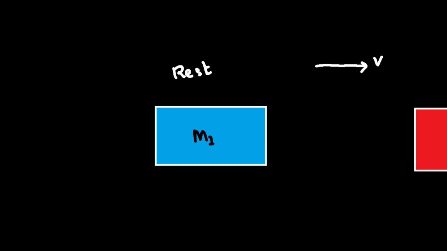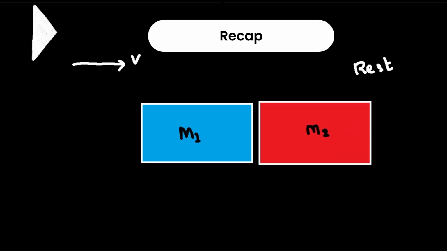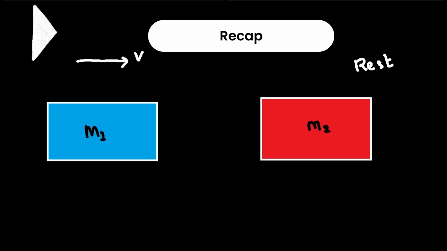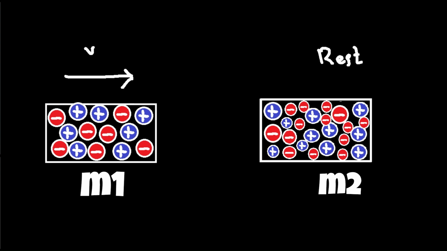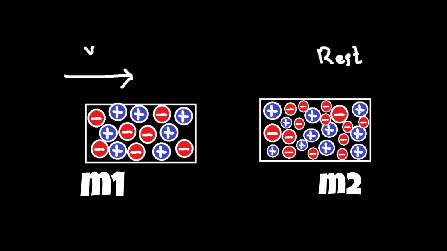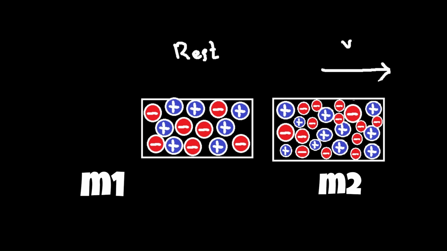Let's recap the situation. And look at here, what is m1 actually made up of? Yes, it is made up of fundamental particles, electrons and protons. And what is m2 made up of? It is also made up of electrons and protons. So when m1 comes to hit m2, there is electrostatic repulsion between the electrons and protons in m1 and the electrons and protons in m2.